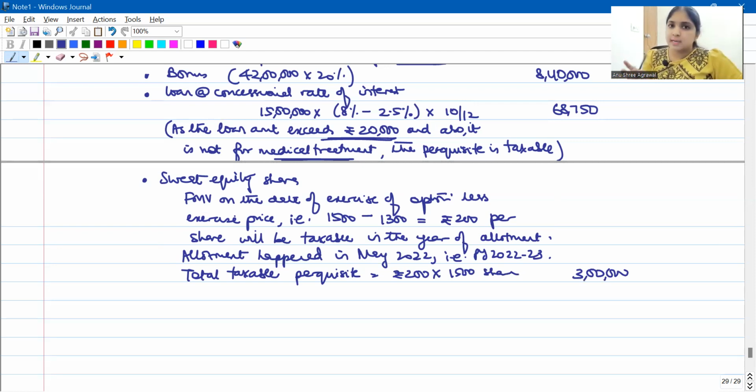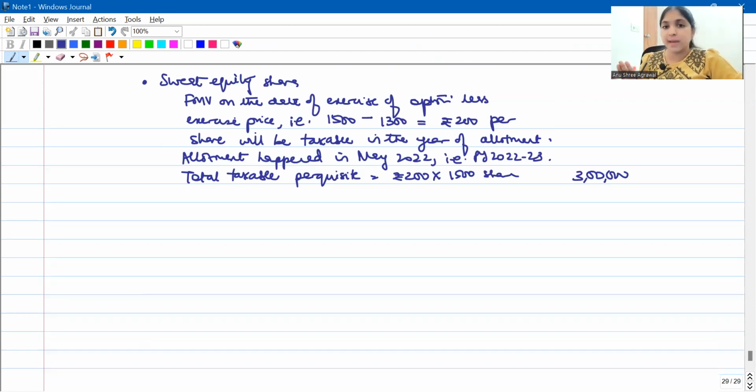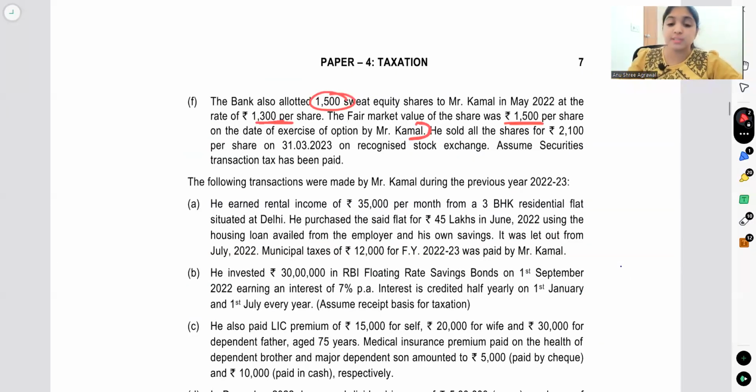You've written your theory that FMV on the date of exercise of option minus exercise price will be taxable, but it will be taxable when? Only in the year of allotment. And in the current year, allotment happened. So current year, 200 rupees per share will be taxed for totally 1,500 shares. And what else does the question say? He sold all the shares for 2,100 per share. Guys, he sold the shares. So which head will be attracted now? He sold the shares. Capital gains will be attracted.